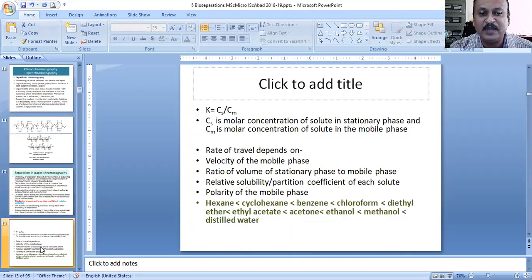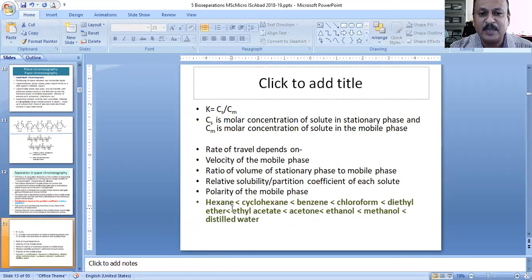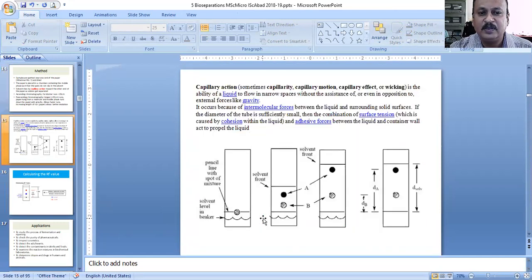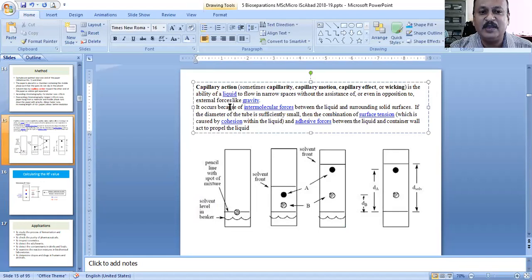Did I write somewhere here capillary action? I'll just try to see. Yeah, I have written it here. Capillary action is also called the capillary effect, or it is also called the wicking action.